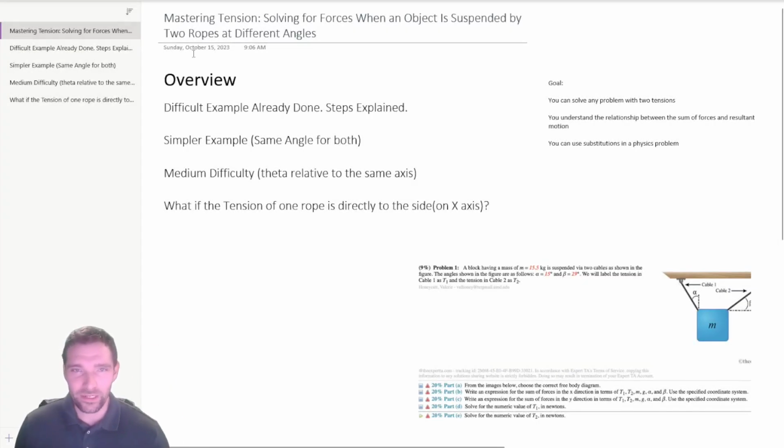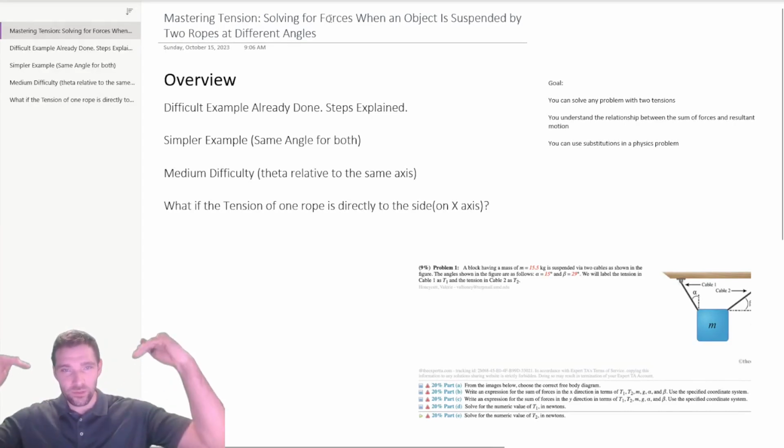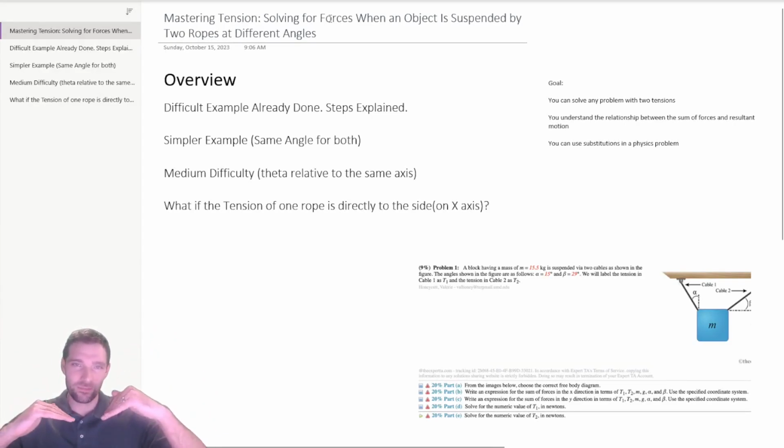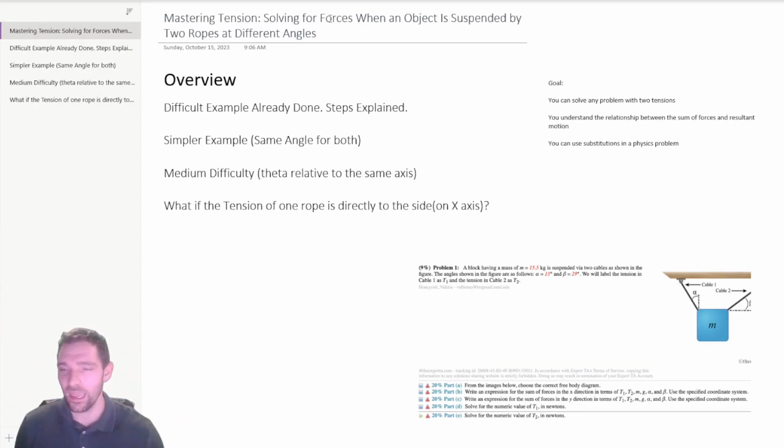Hi, my name is Andrew McLaren, and I'm going to help you today with when you have two ropes holding an object up. They may be at different angles and trying to figure out how they relate to each other in terms of the amount of tension that each one is getting.